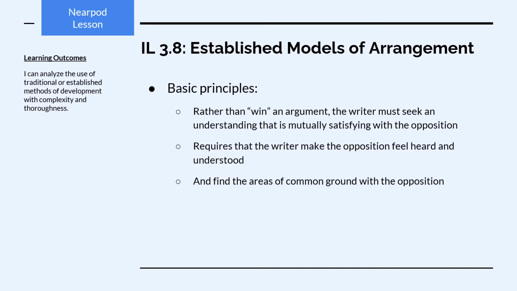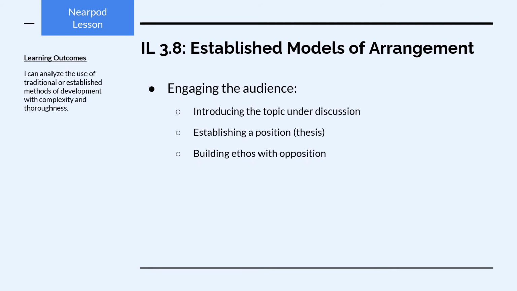When applied to our 5 stages of effective arrangement, under the Rogerian model, engaging the audience looks a lot like it does with the classical model, introducing the topic under discussion, establishing a thesis. However, it's also necessary under the Rogerian model that you build ethos with the opposition, making them feel understood and necessary to this discussion.